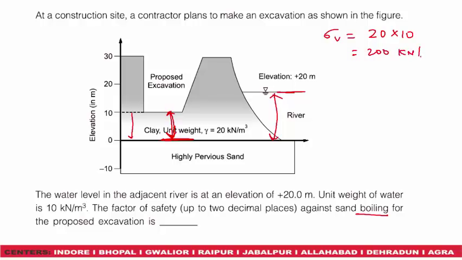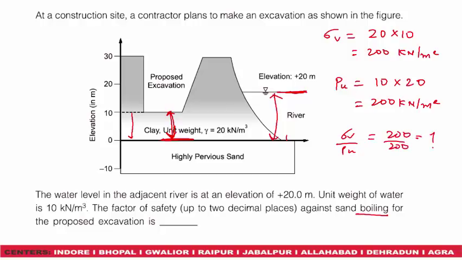And the uplift pressure will be equal to unit weight of water, that is 10 kilonewton per meter cube, into depth of water. This elevation is plus 20, so plus 20 minus 0, that is 20. So it is also equal to 200 kilonewton per meter square. So the factor of safety is sigma V by Pu. It is 200 by 200, so it comes out to be 1. So the correct answer would be 1.